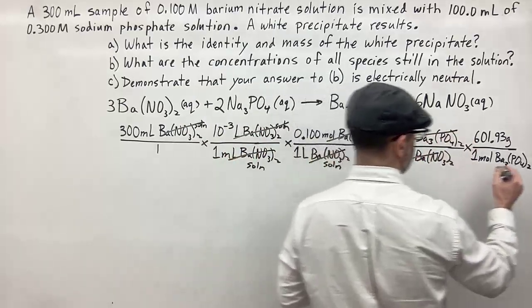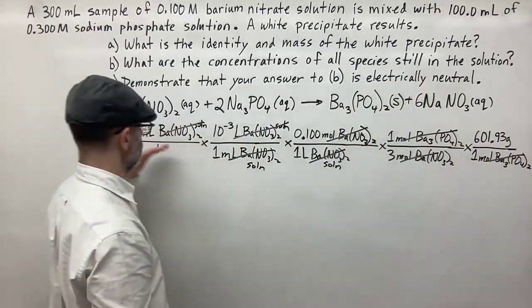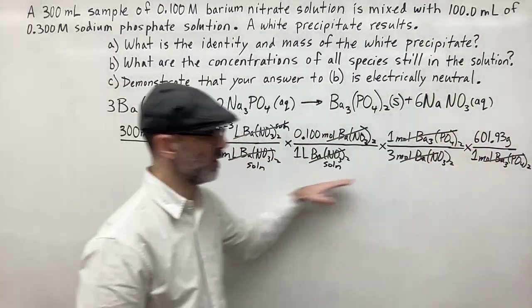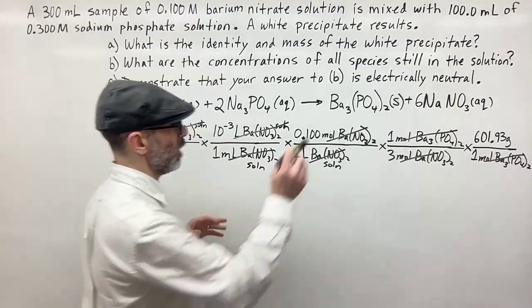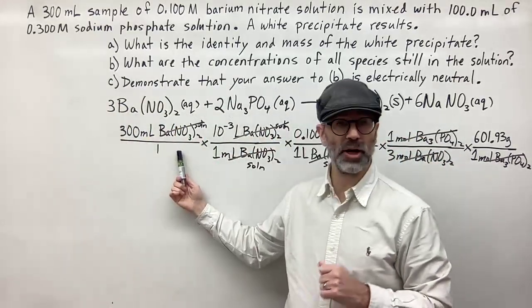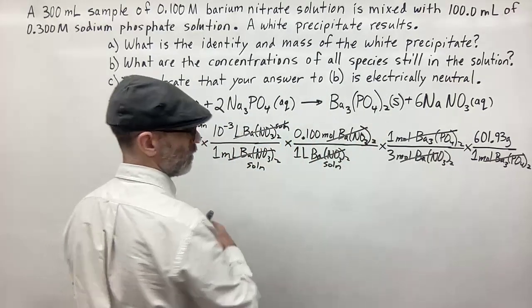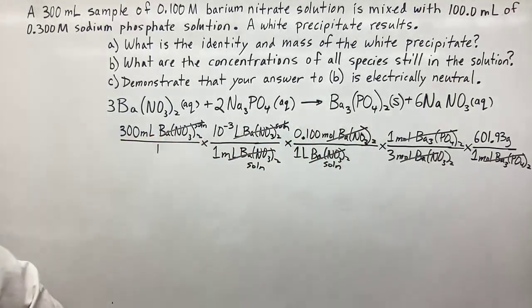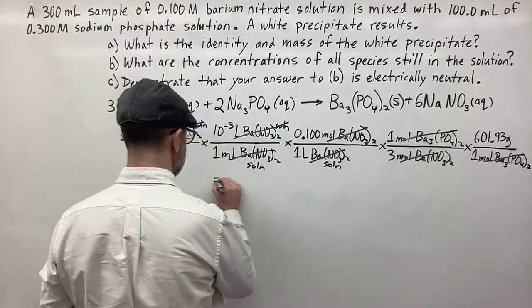Moles of the barium phosphate cancel out. I have grams of the barium phosphate. So now all I need to do is multiply across the top, divide by what's on the bottom, and I'll get the grams of the barium phosphate that came from 300 milliliters of the barium nitrate reactant. So then if I calculate that out, I get 6.02 grams.